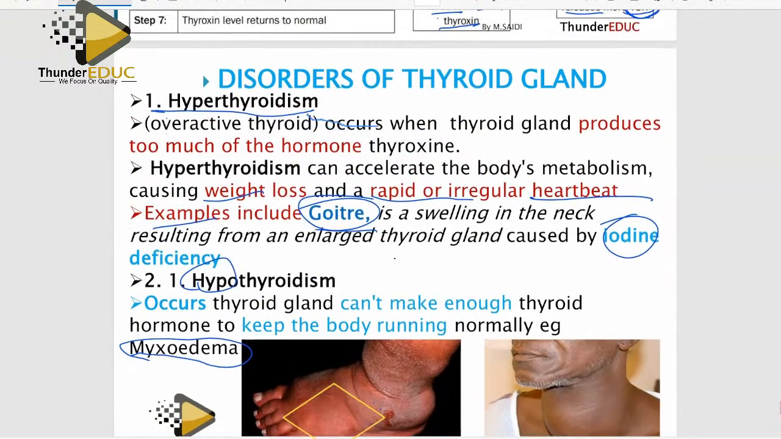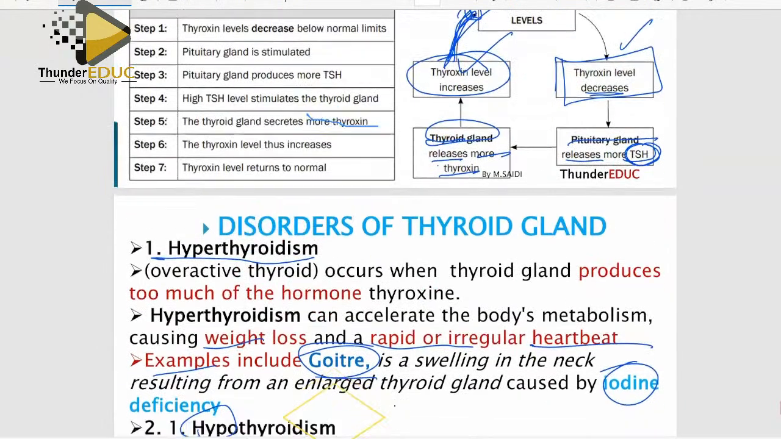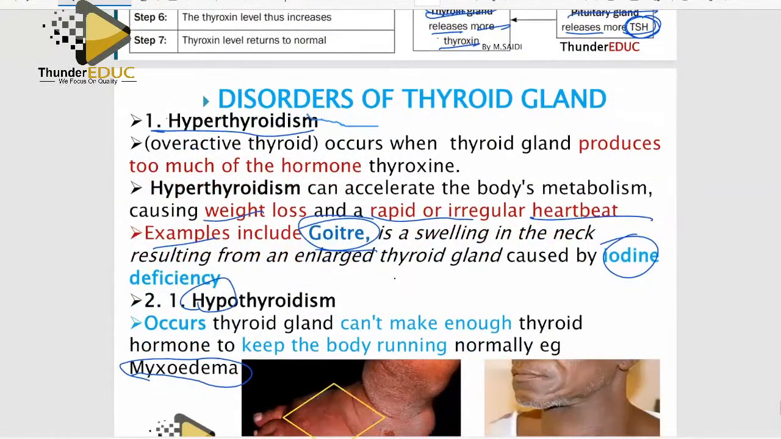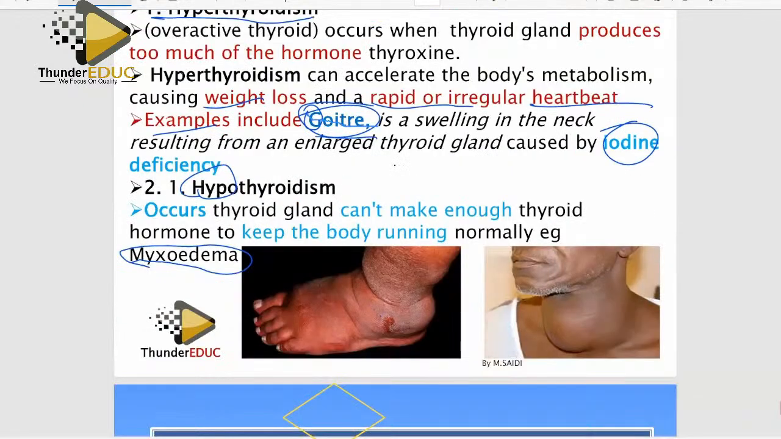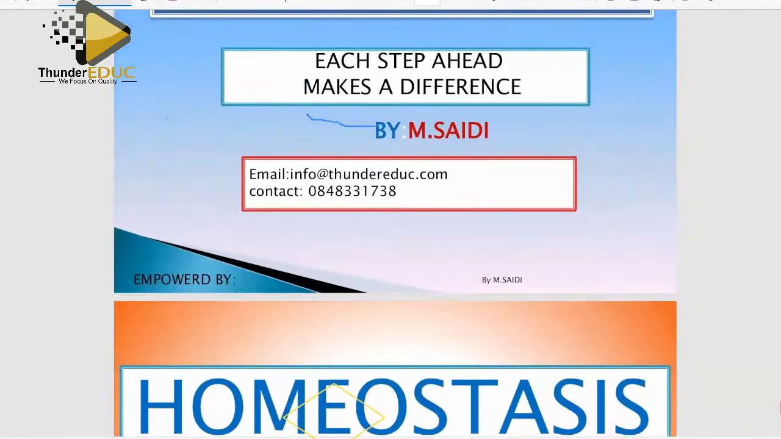You need to know about goiter. Yeah, you call it goiter. How do you read it? We read this as goiter. Okay. All right. So we are done with that.